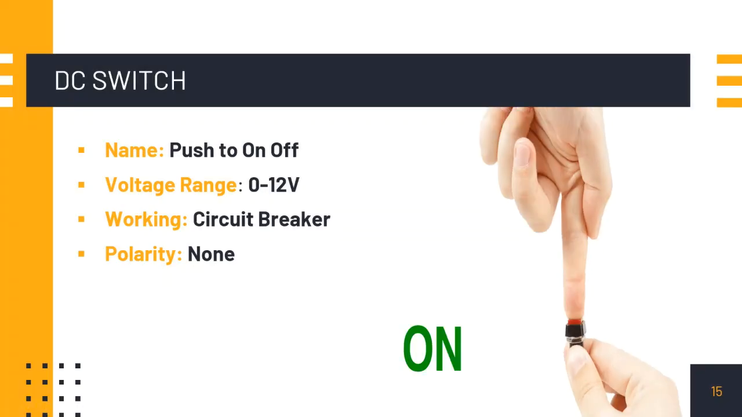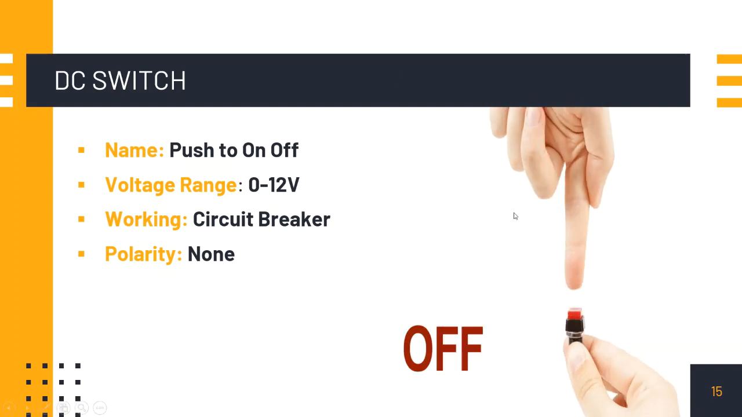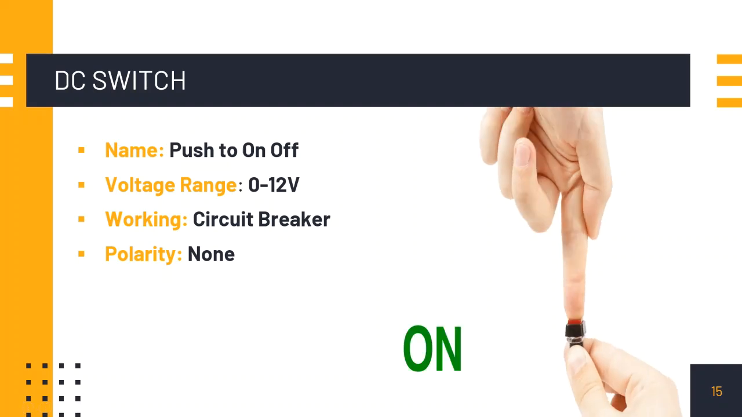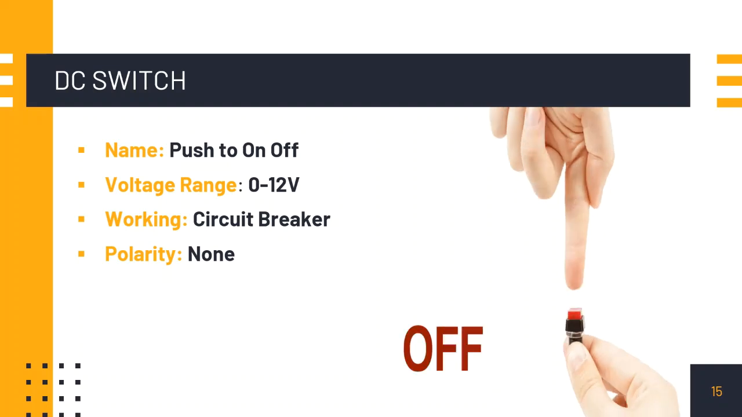And if you see this push to on off switch, what you mainly use in your electronic components, the voltage range is about 0 to 12 volt. Depending on the size of the switch, again it can range up to 36 volts also. It works as a circuit breaker. उसका use ही circuit को तोड़ने के लिए किया जाता है. Until you push it on, the circuit will not work. And again, it does not have a polarity. आप इसके terminals को कैसे भी connect कर सकते हैं. It is totally your wish. As soon as we use different kinds of switch, I'll let you know there how the switch works.